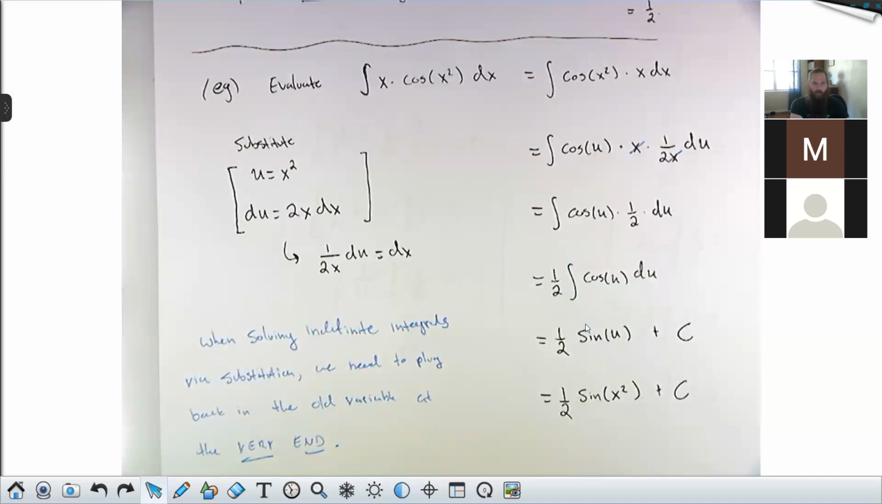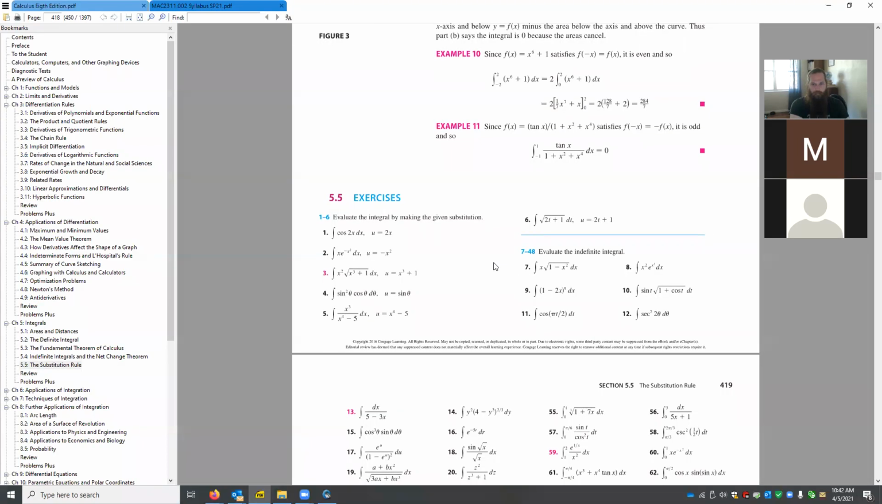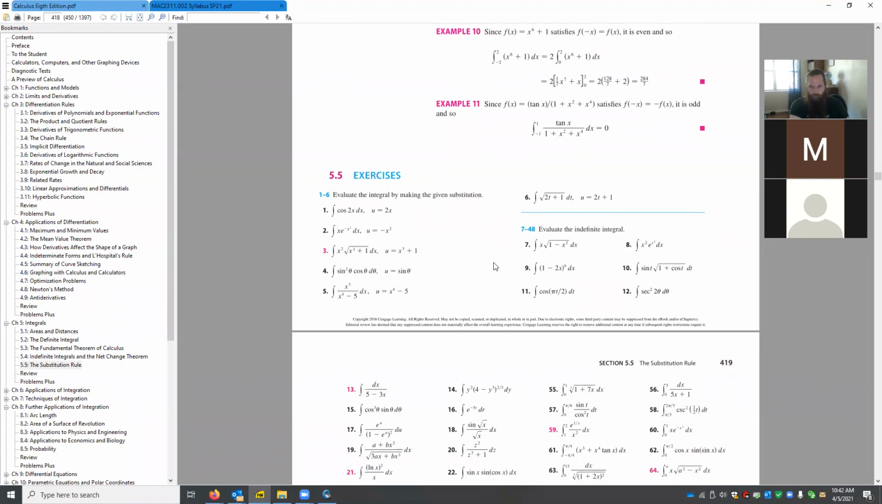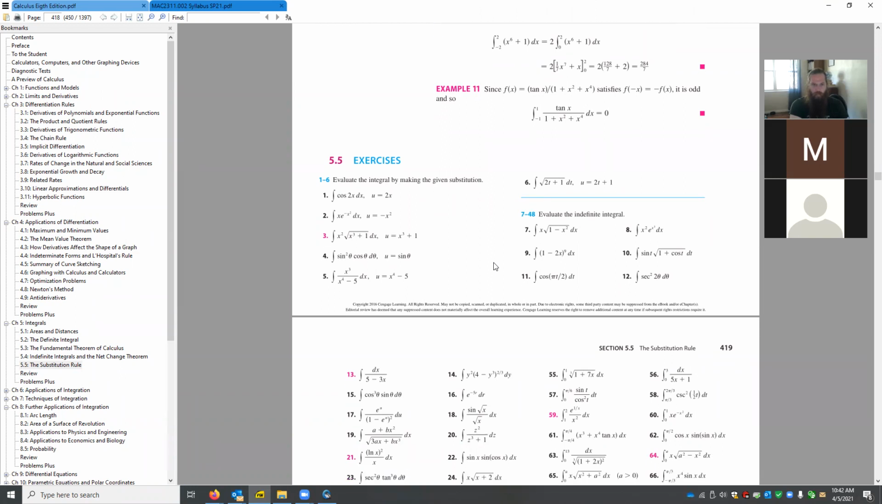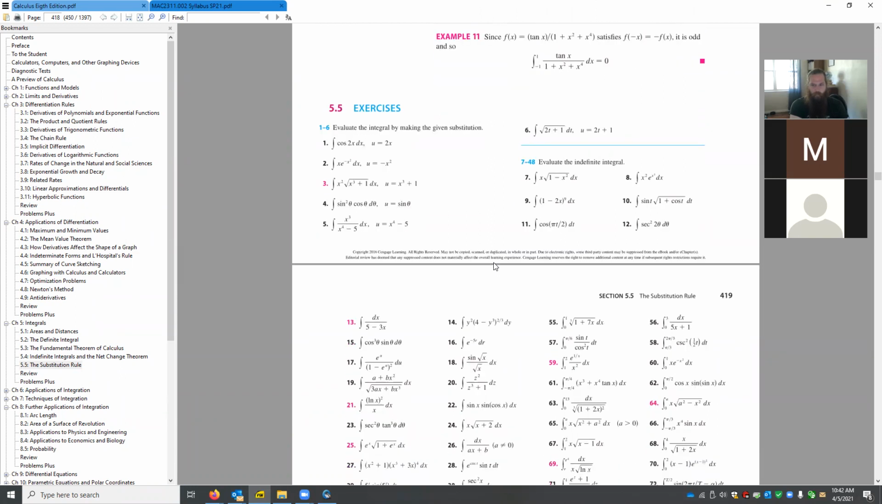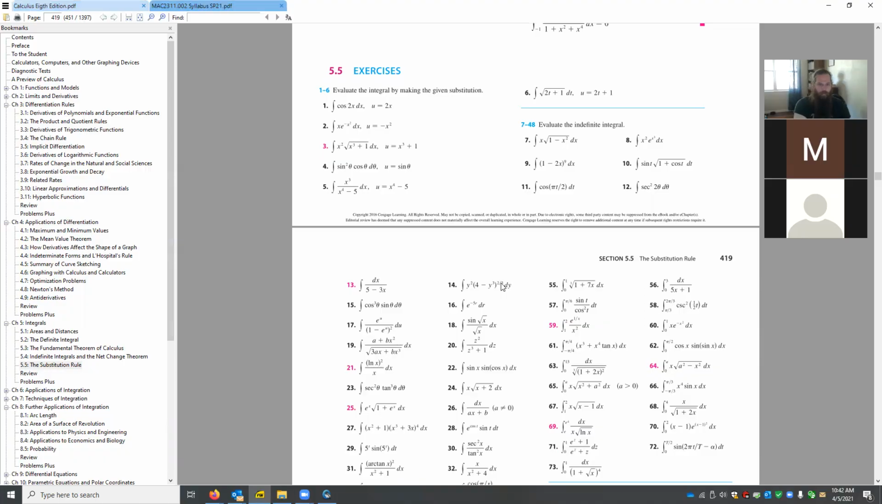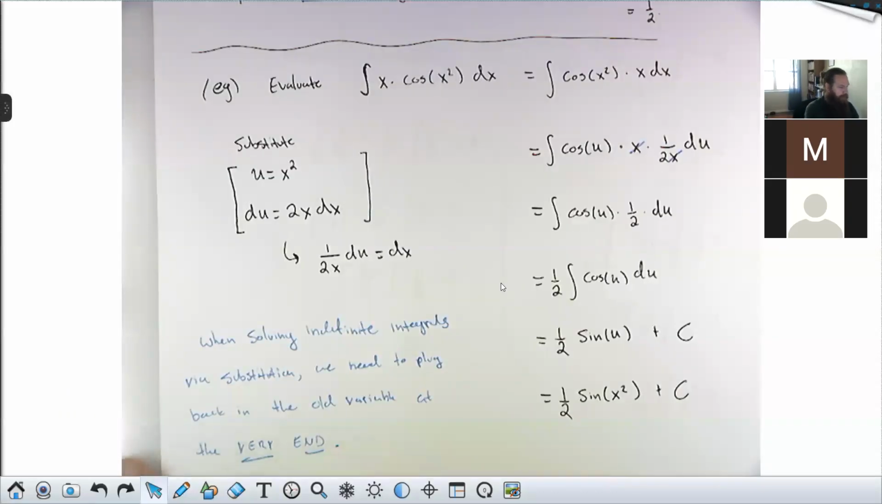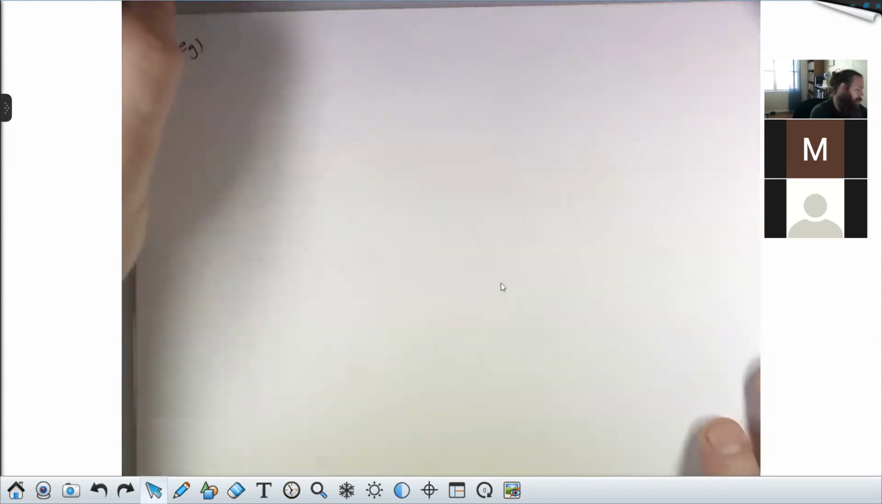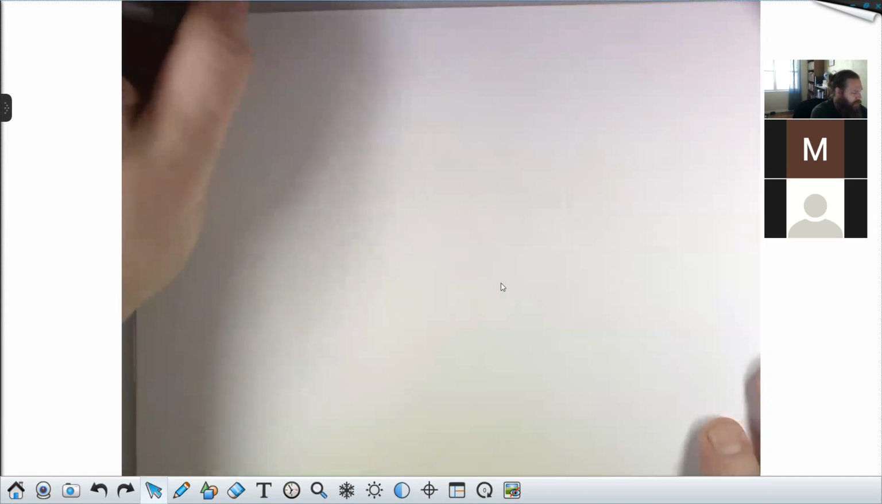Okay, let's try a couple more examples. All right, I got two in mind. This next one is a favorite, and you'll see a version of it in your homework.